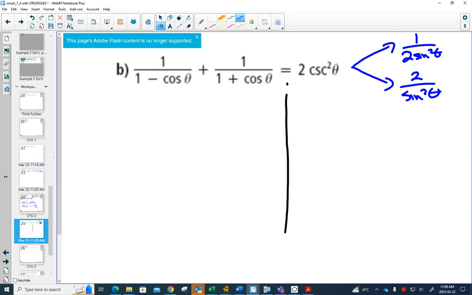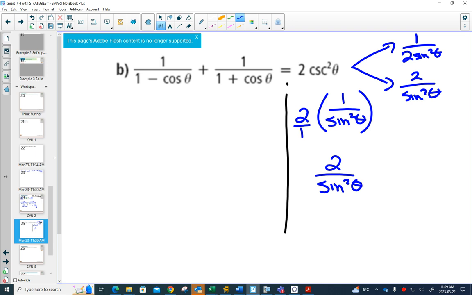If we break it down, and we do it step by step, cosecant squared is 1 over sine squared. And if we're multiplying fractions, that 2 is a 2 over 1, okay? And multiply the tops, multiply the bottoms. It should be that the 2 stays in your numerator, and this one is wrong, okay?